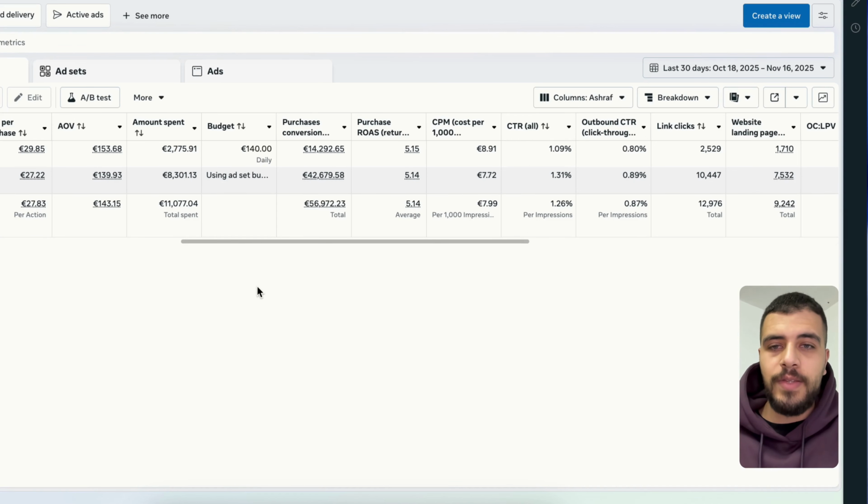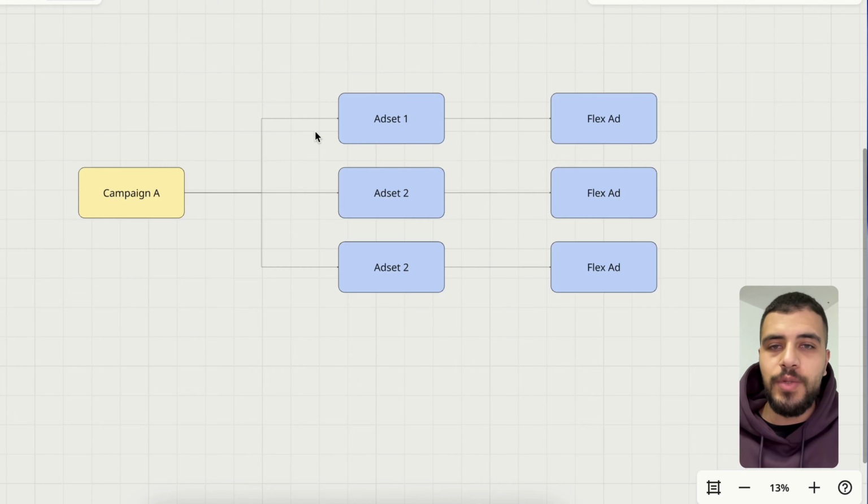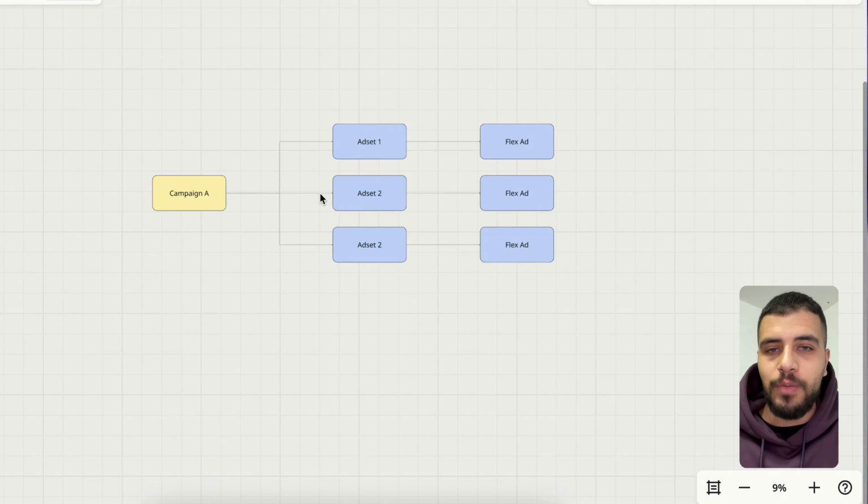Over the next few minutes, I'll be walking you through the perfect ad account structure, the structure that I've used for this account to spend 11,000 euros for the past 30 days, if I refresh again here, and get back almost 57,000 in revenue, meaning each euro that we put into ads turned into 5 euros back. So how did we do it? It's really simple. We used this really simple ad account structure.